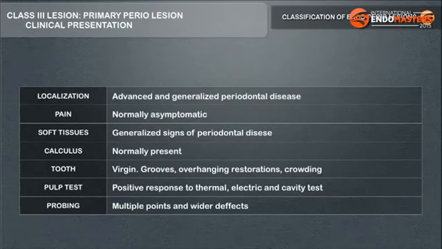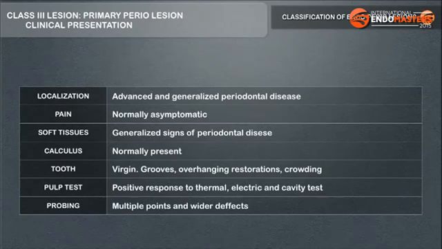Normally, the periodontal disease process is advanced and generalized. An exception could be a lesion related to a periodontal local factor. We will see a clinical case in the next slides. Normally, it is an asymptomatic process, but can present as an acute periodontal abscess with pain also.